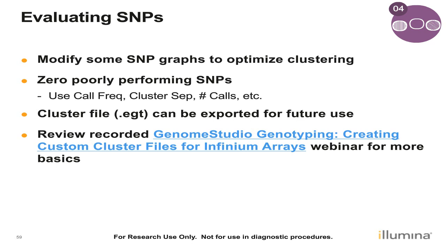And once you're done reviewing your SNPs and you're happy with them, you can actually export a cluster file EGT file, which you can then use for future projects which use the same B-chip type and similar samples.